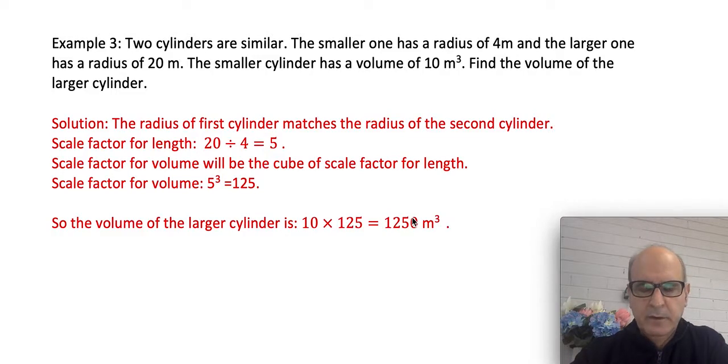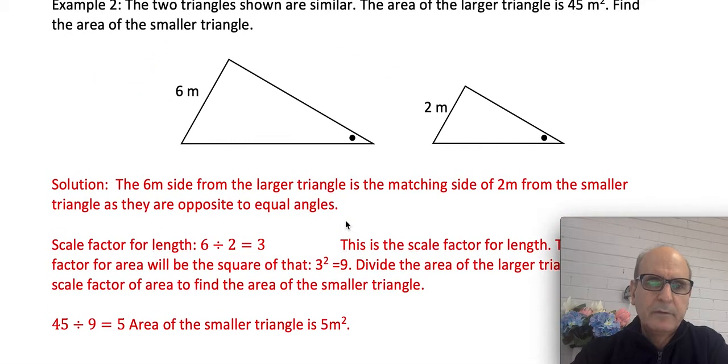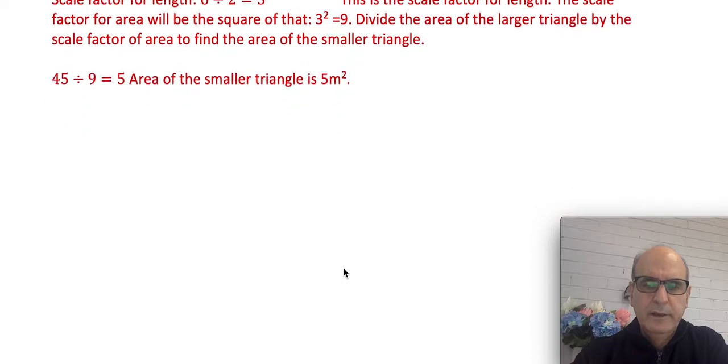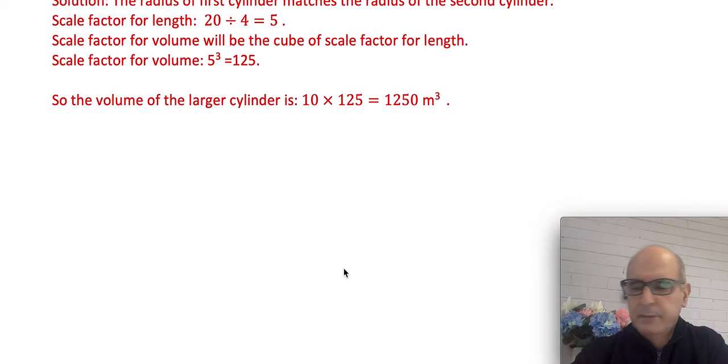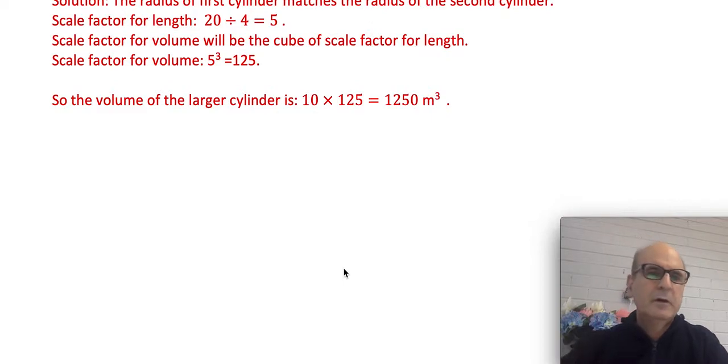That is how we use similarity to find the area or volume or compare the maps and the actual size. One more word on why, for example, when scale factor for length is 3, we need to square it to find the scale factor for area. Because remember that area, for example, if you look at a triangle, it is true for any shape.